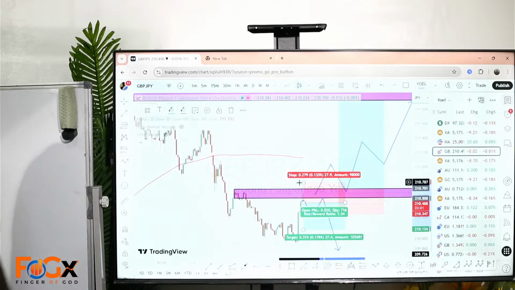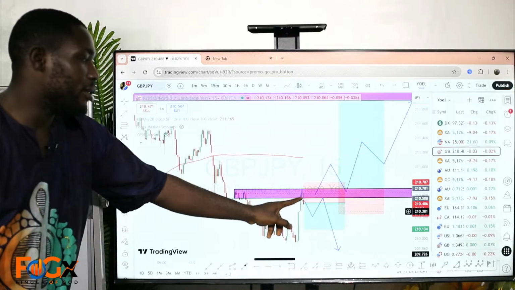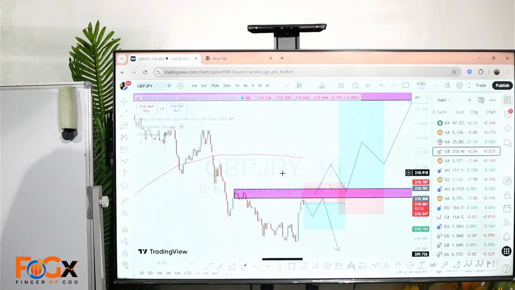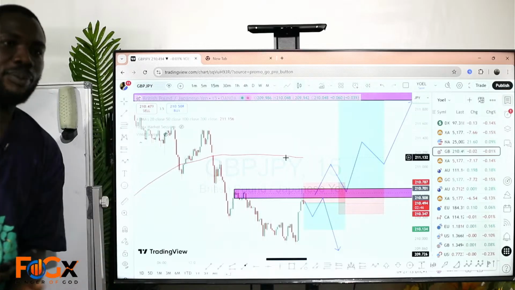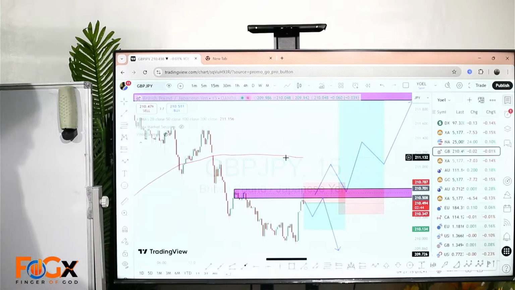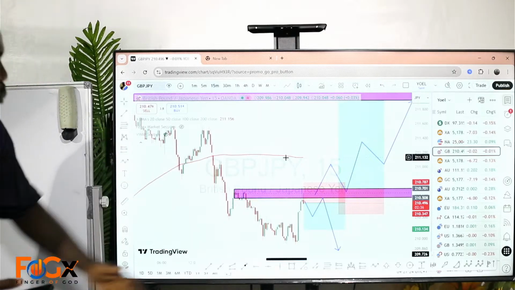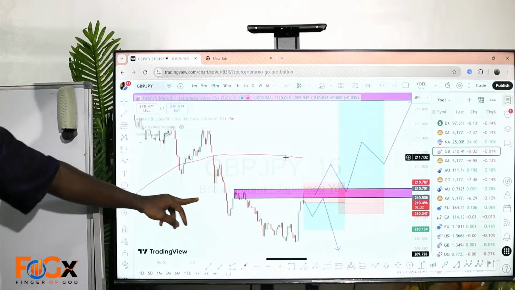We already have a rejection here, right? This is 15 minutes, and how many minutes is left? Okay, we have 2 minutes left. We can pick the sell. Since we have been anticipating to pick a trade on GBP JPY, let's pick a sell. Let's have our stop loss above this high, because this region is a very key zone.